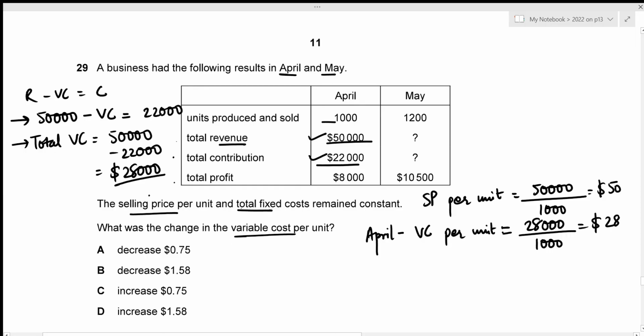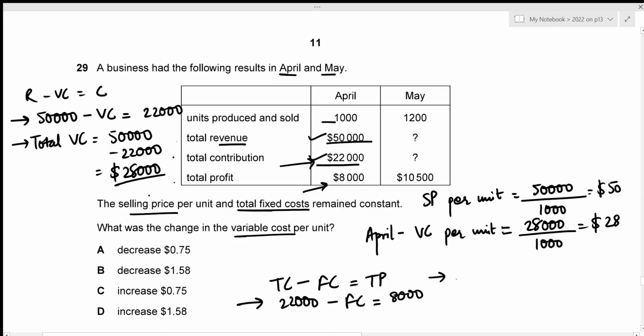Now we're also told that the total fixed cost remained constant. Let's figure out the fixed cost. That is just the total contribution minus fixed cost results in total profit. So let's substitute the value. We have the total contribution of 22,000. We need to figure out the fixed cost, and we're given the total profit to be 8,000, which means that our fixed cost is going to be 22,000 minus 8,000, which results in the value of 14,000.